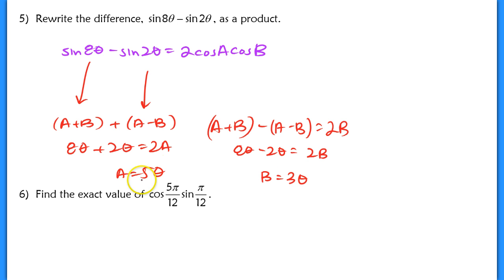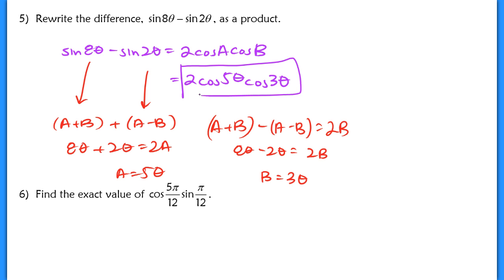So now I just make the substitution back into here, once I have my A and B values. So the sine of 8 theta minus the sine of 2 theta should equal 2 times the cosine of 5 theta times the sine of 3 theta. That is the difference written as a product.